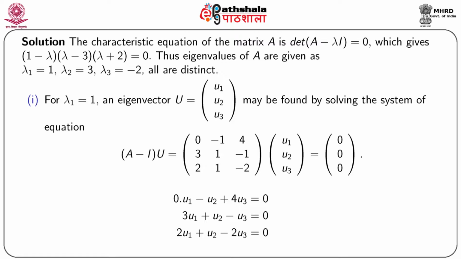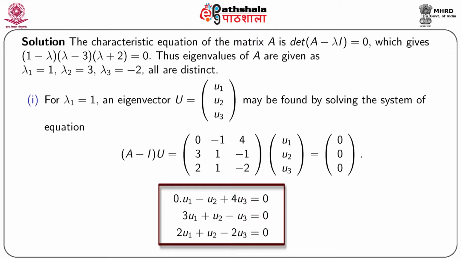So, what you do is you substitute lambda 1 is equal to 1 and you have to solve the equation determinant of A minus lambda I, where lambda is equal to 1, equal to 0. And if you do that, you will get this matrix equation 1 minus 1 4, 3 1 minus 1 and 2 1 minus 2 multiplied by u1 u2 u3 is equal to the 0 matrix. If you write this explicitly, you will get three equations: 0 dot u1 minus u2 plus 4 u3 equal to 0, 3 u1 plus u2 minus u3 equal to 0, 2 u1 plus u2 minus 2 u3 is equal to 0.